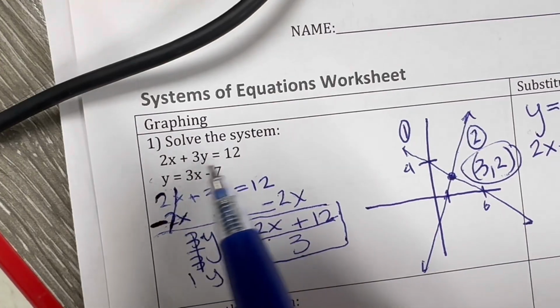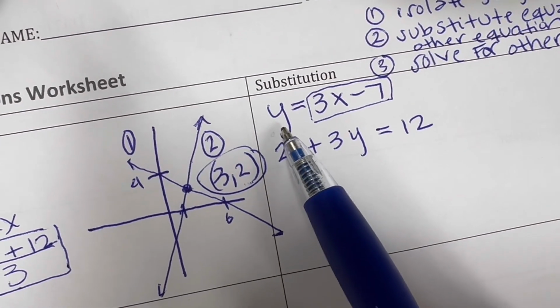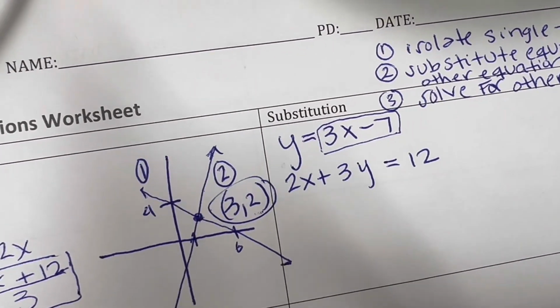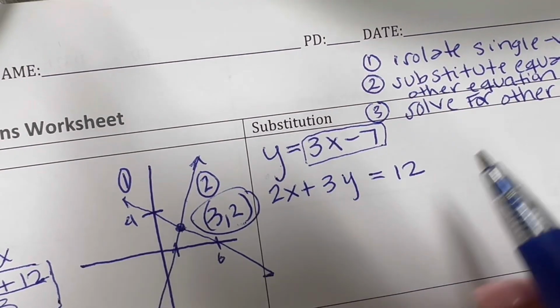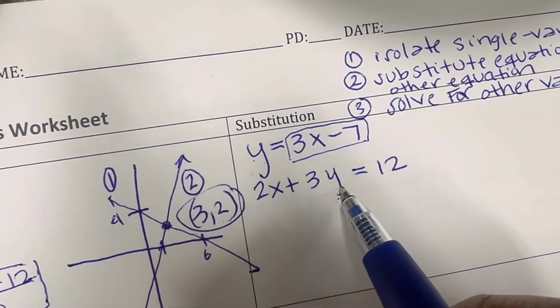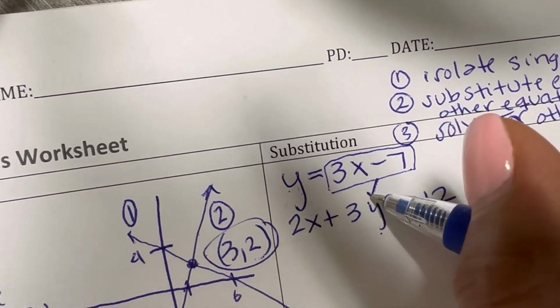Just write the other one down right underneath. Again, write the one that's isolated first, this y being by itself, because it makes it easier to draw an arrow. What letter do you see right here? A y. The variable is y. What variable do you see right here? Y. They match. That means we can substitute this equation into this one.